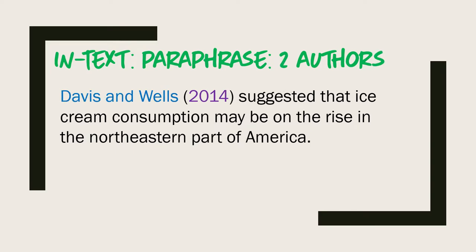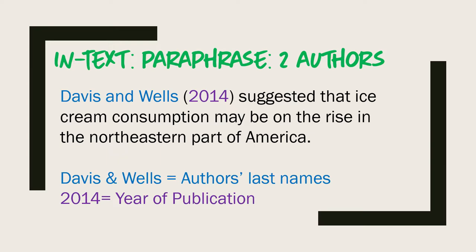If there is more than one author, then you want to include both of their names, such as Davis and Wells, 2014, suggested that ice cream consumption may be on the rise in the northeastern part of America. Notice how I use the word and not the and symbol. This is because my author's names are actually in the text. Also notice that I used last name only, not first or middle.